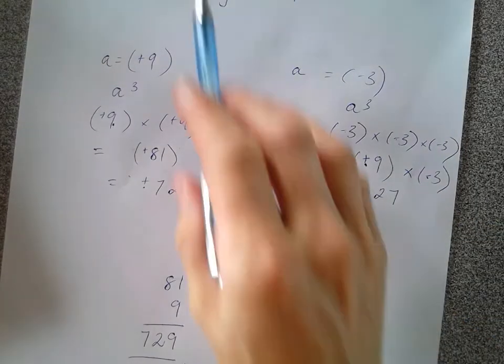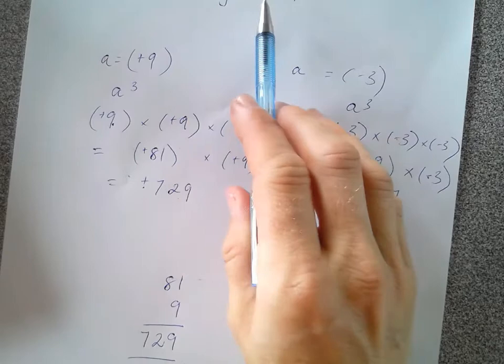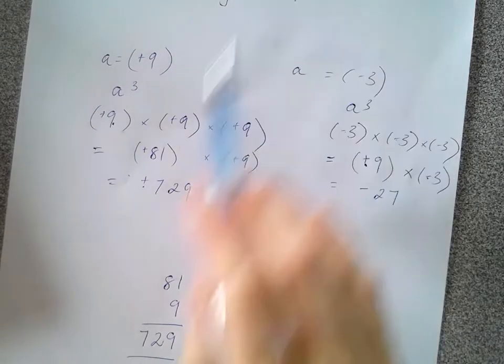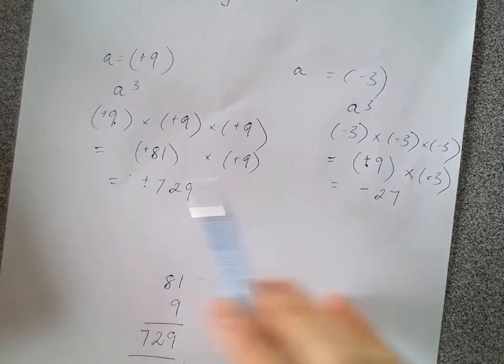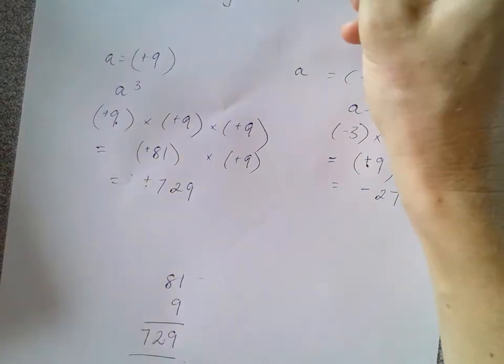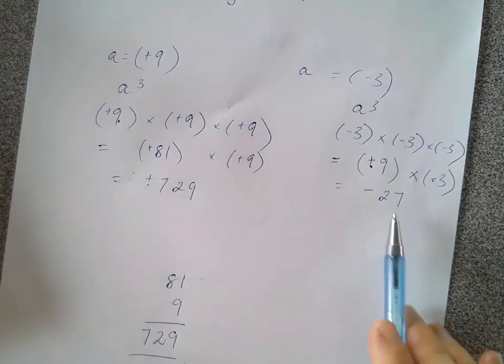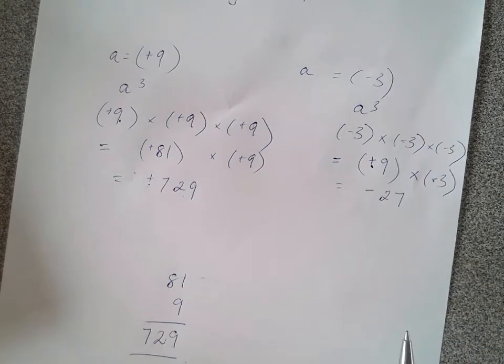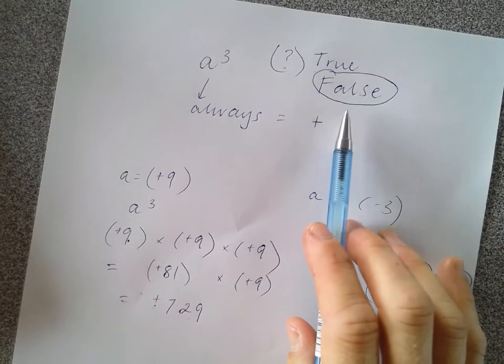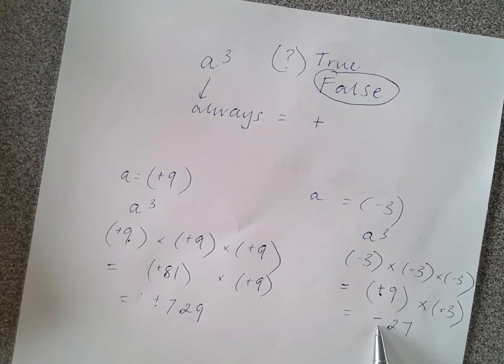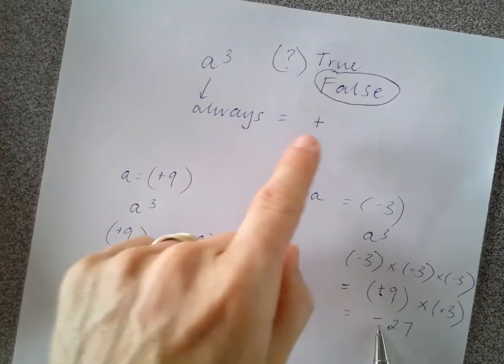So will A cubed always equal a positive response? False. If the A has a negative value, A cubed is going to be negative. So we answer false because we have negative 27 over here. It's not always going to equal positive.